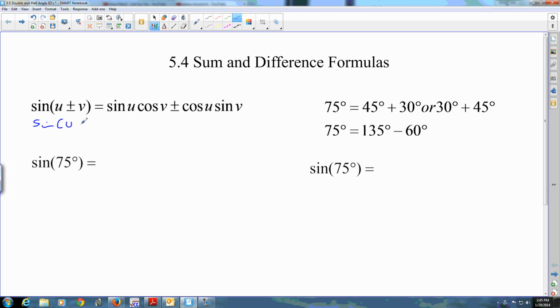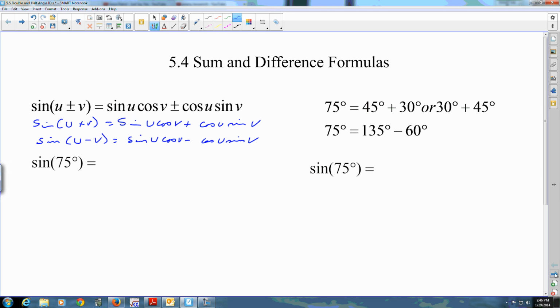Sine of u plus v is equal to sine u cosine v plus cosine u sine v. And it's also sine u minus v equals sine u cosine v minus cosine u sine v. So it's a shorthand way of writing these two things together. It's not that every formula has the plus and minus in it. No, it's that if you're adding them, you add them. If you're subtracting them, you subtract them.